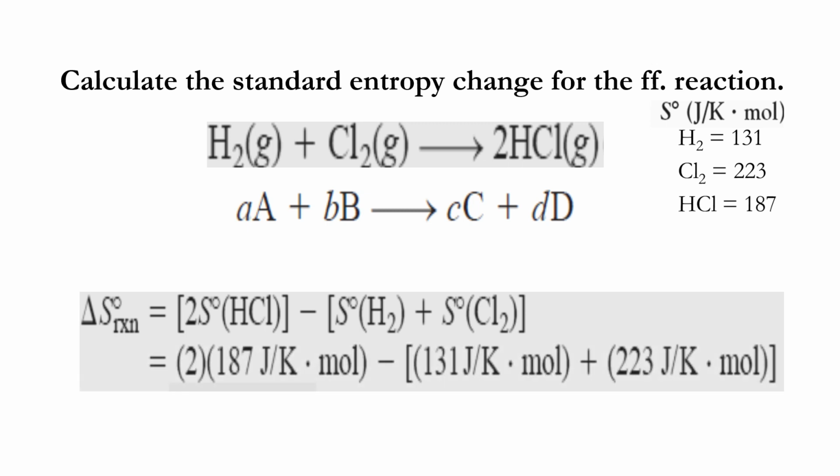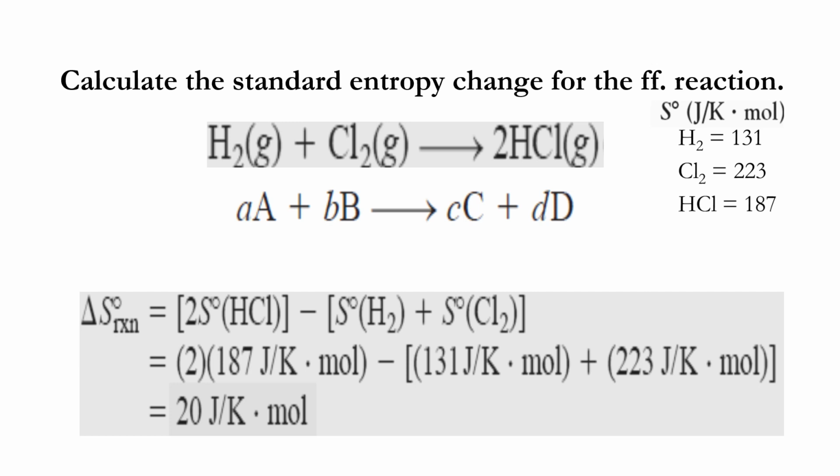So we have the substitution: 2 times the standard entropy of the product, 187 joule per Kelvin mole, minus the sum of the two standard entropies of the reactants. We have 131 plus 223. You will get a result of 20 joule per Kelvin mole. So this is the standard entropy change for the reaction.